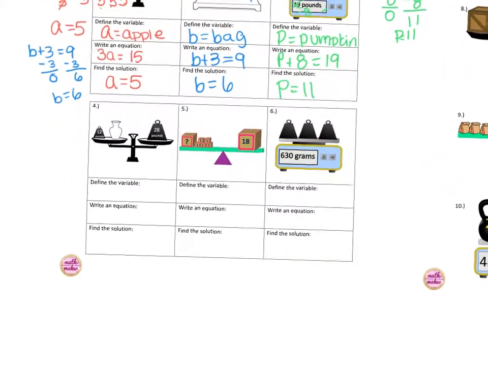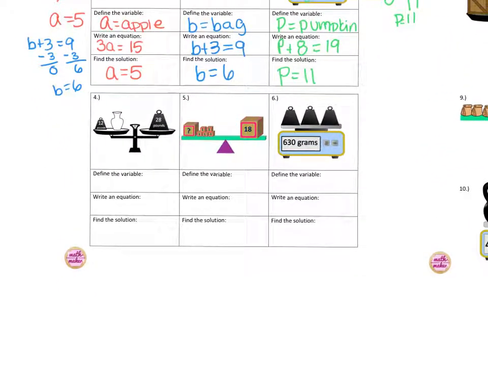Now I'm going to look at number 4. So for question 4, on the left-hand side, I have a 12-pound weight and a vase, and that has to be equal to my right-hand side, which is a 28-pound weight. So my variable, my unknown quantity here, is V, the weight or the value of the vase. Okay, our equation here is we've got the 12-pound weight plus the vase is the same as the 28-pound weight. Okay, so I have 12 plus my vase is equal to 28.